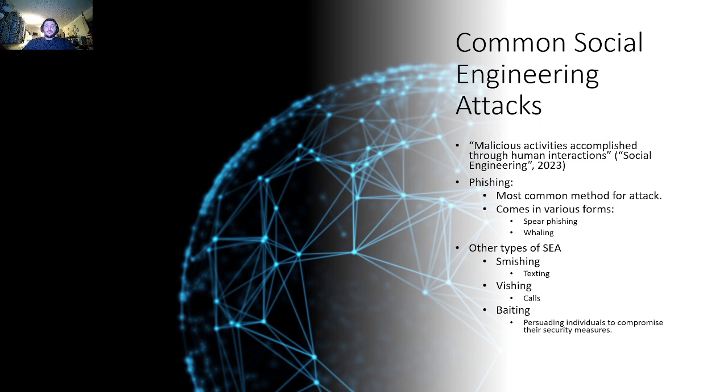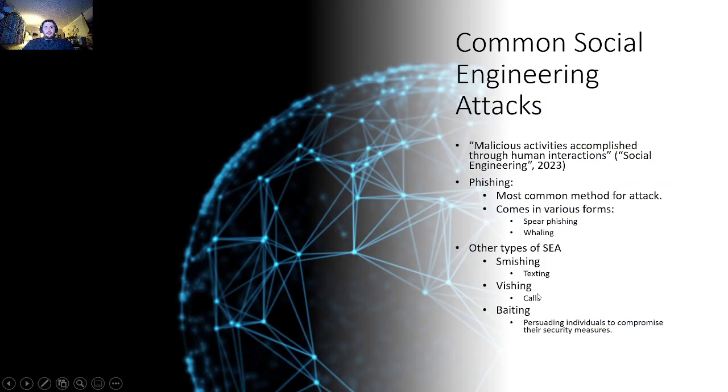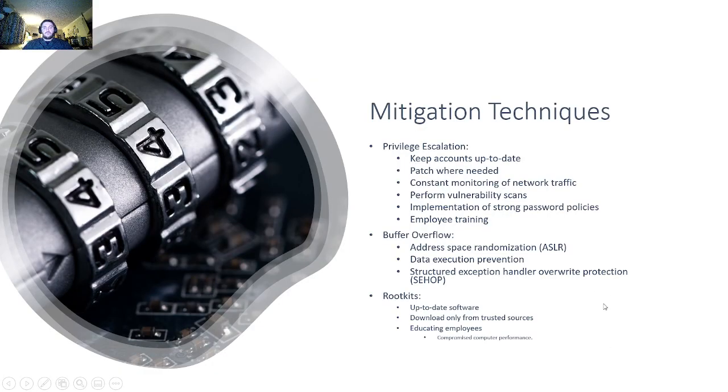Other types of social engineering attacks: smishing, which is texting. So you get these spam text messages, which are really common now. Vishing, where somebody calls you, usually saying something like, oh, you have your car's extended warranty. And then you have baiting, which is trying to persuade individuals to compromise their security measures, and that way they can gain access to a system.